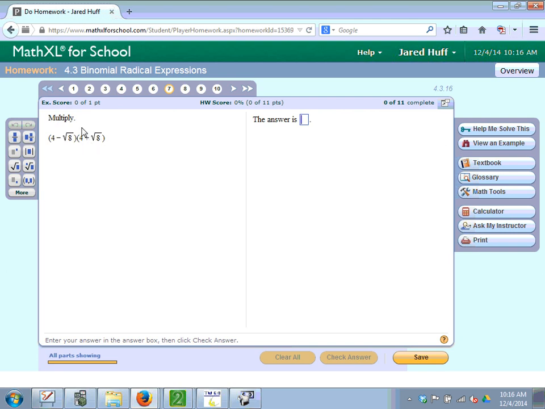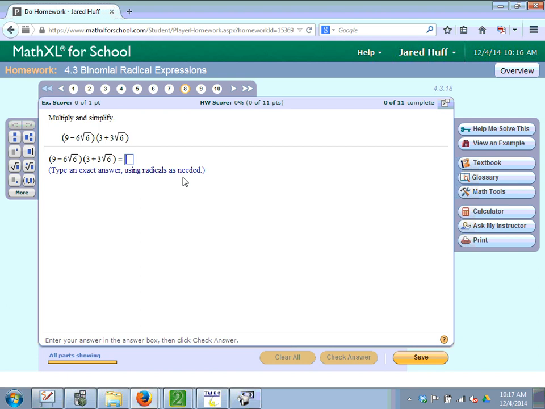Here's one you guys can do in your head. Maybe some of you can do in your head. Aren't these conjugates? Yeah. What's 4 times 4? Square root of 8 times the square root of 8 is just 8. So this is 16 minus 8. So the answer is 16 minus 8 is 8. That one some of you could probably just do in your head.